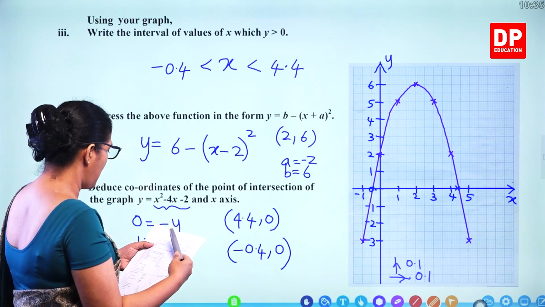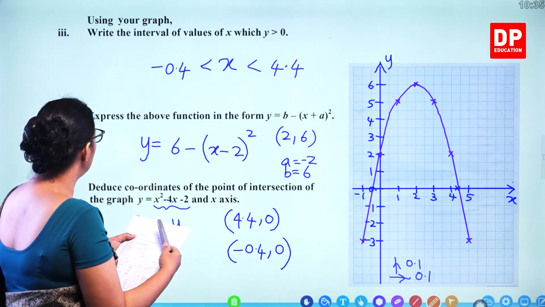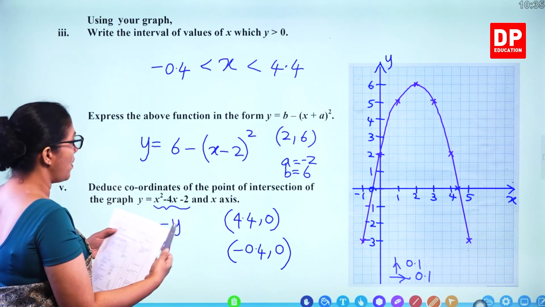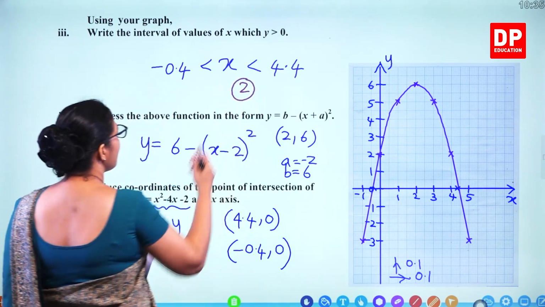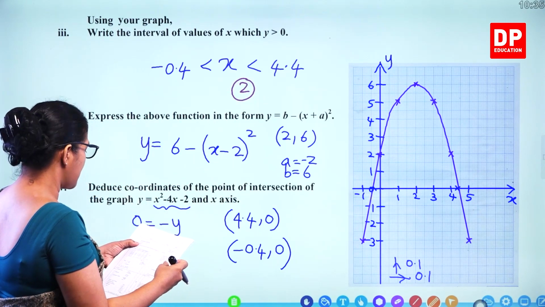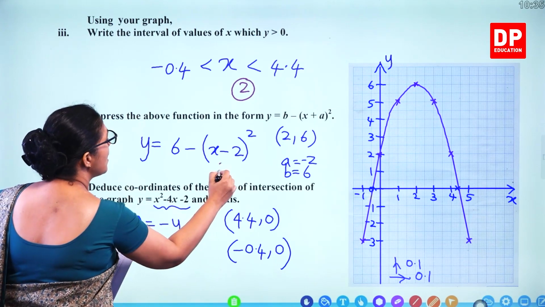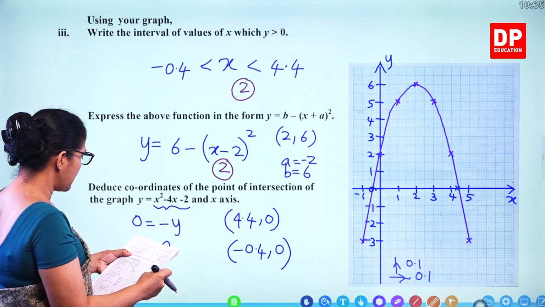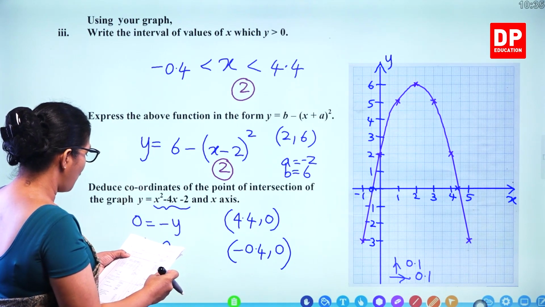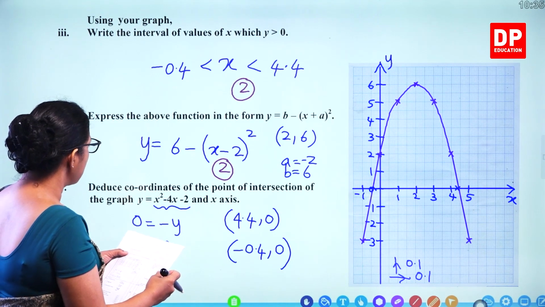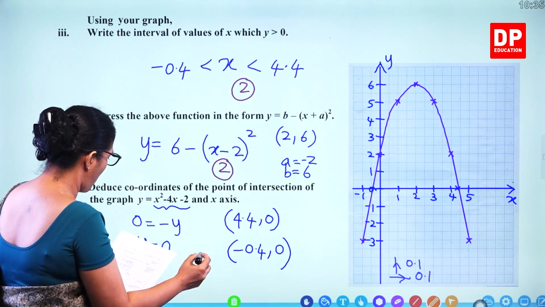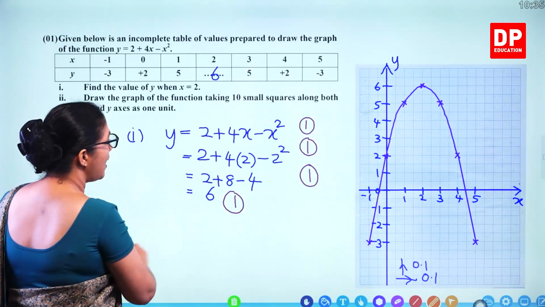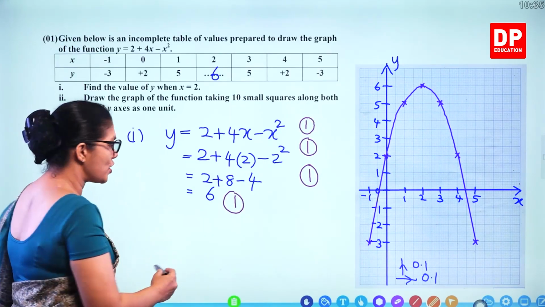So you get minus 0.4 and 4.4. You get 2 marks. And then 6 minus (x minus 2) squared, 2 marks. And the last one, you get minus 0.4 and 4.4 coordinates. So 2 marks for that. 2, 4, 6 and 4 marks, 10 marks for the question.